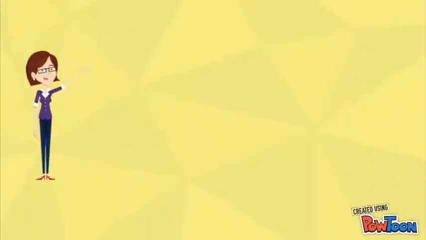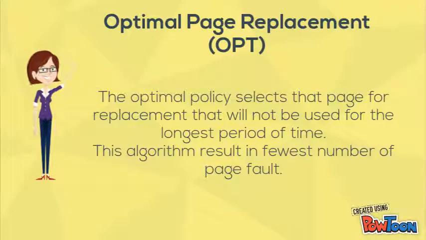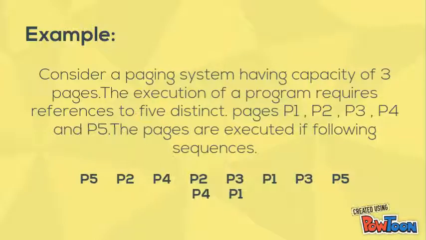We will now head to our last algorithm, and that is optimal page replacement. The optimal policy selects the page for replacement that will not be used for the longest period of time. Now let's have an example. Consider a paging system having a capacity of 3 pages. The execution of a program requires references to 5 distinct pages: P1, P2, P3, P4 and P5.